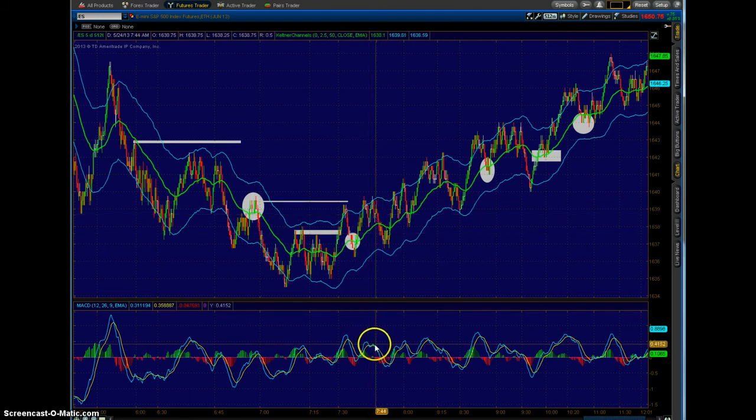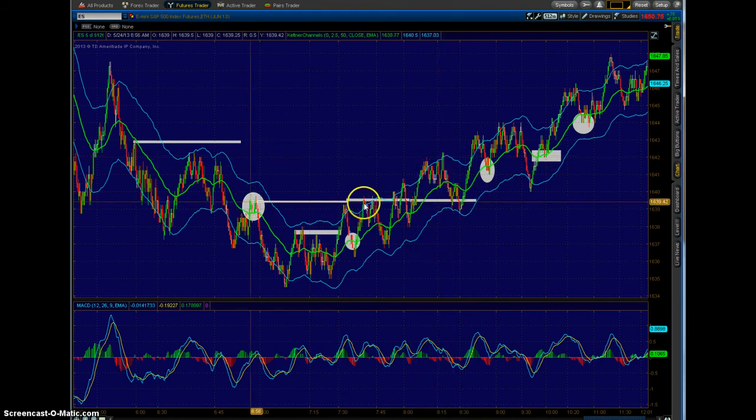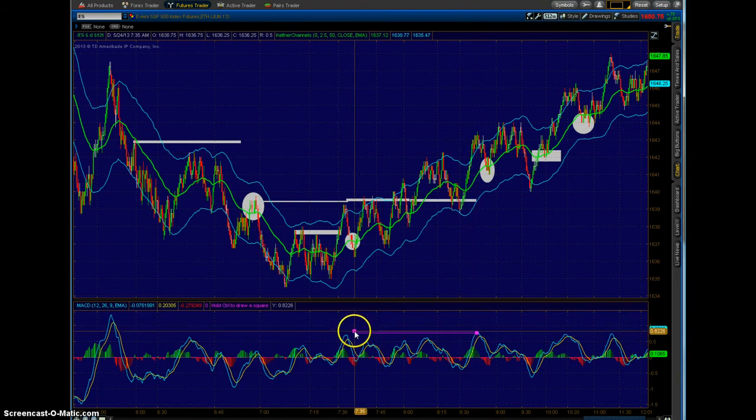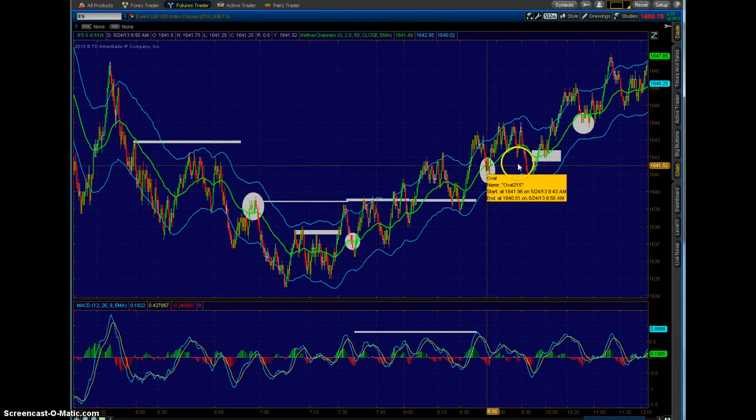Anyway, we do get some lower momentum here as it fights through this support. Eventually it does break out. It bounces, you can see it bounced off this support area here. Broke higher. We get a confirmation with momentum breaking out higher here. And we get another high probability trade entry. By that time I was done trading for the day. This is Friday.